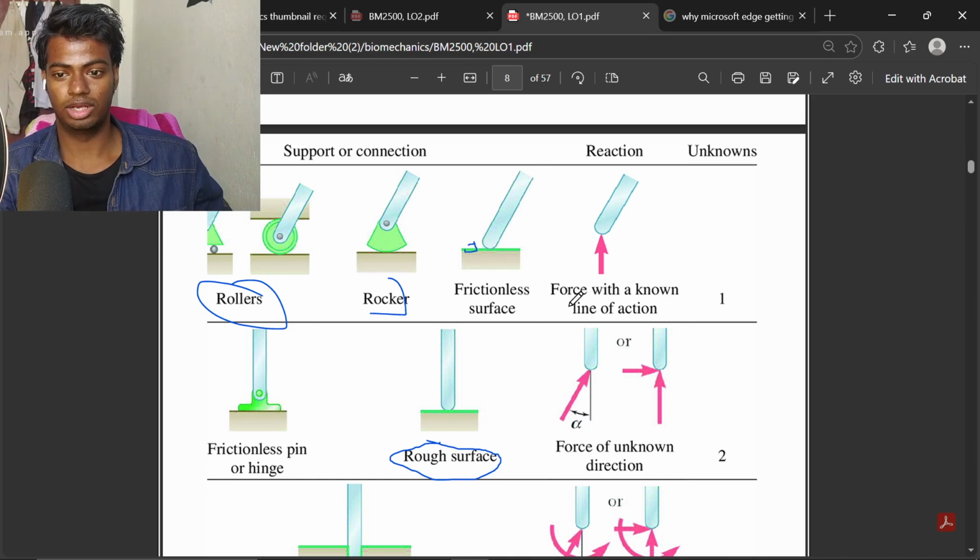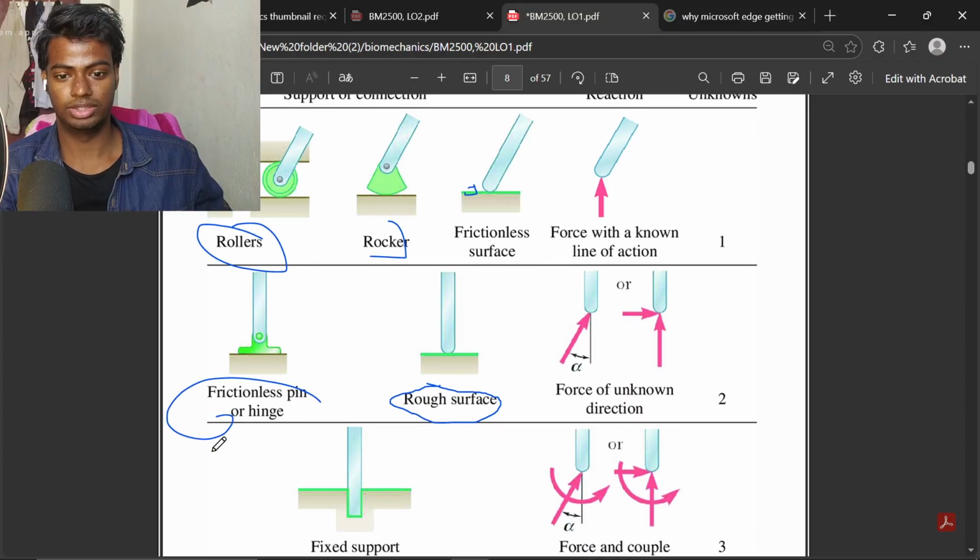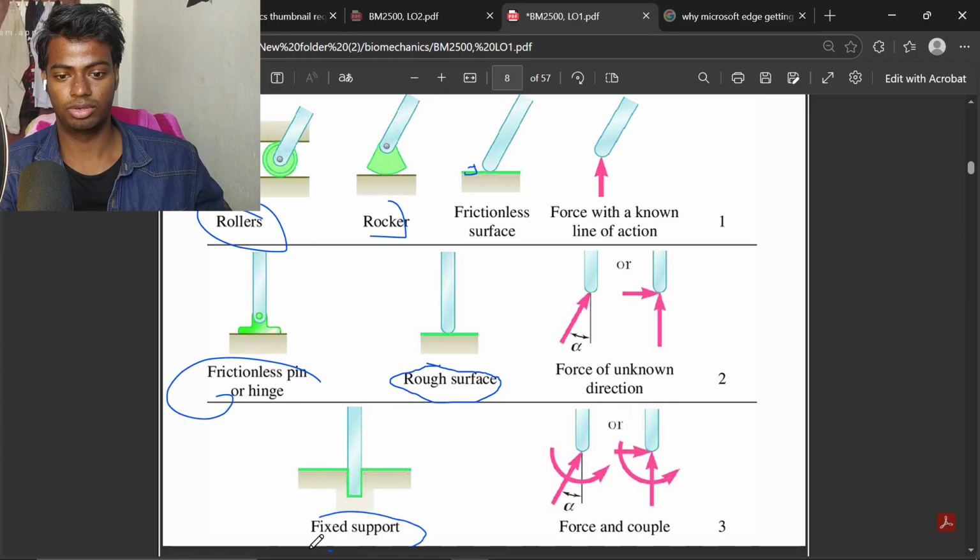And force with a line of action. Then the hinge, very easy. And this is a fixed support, where some part of the same body is inside the material.